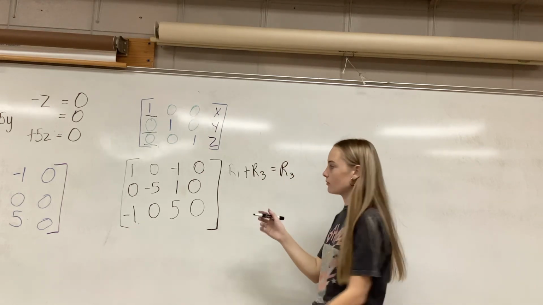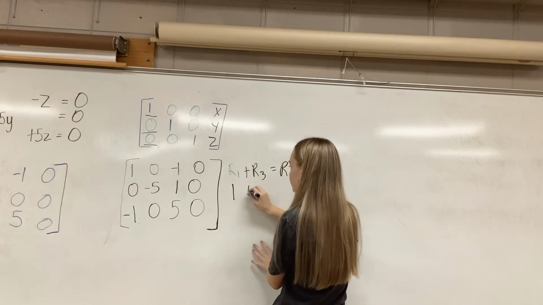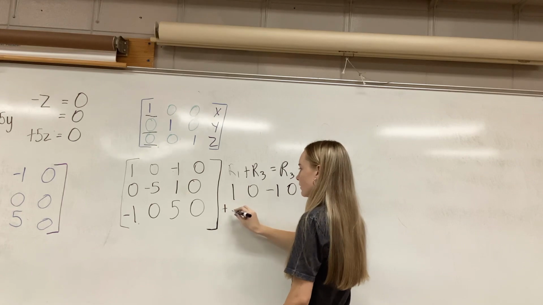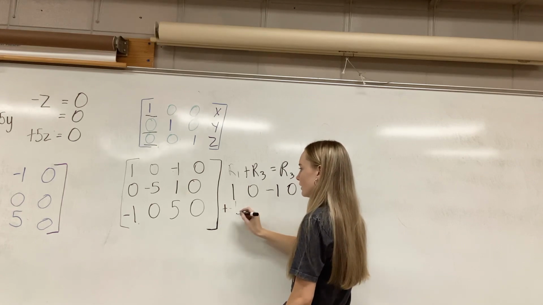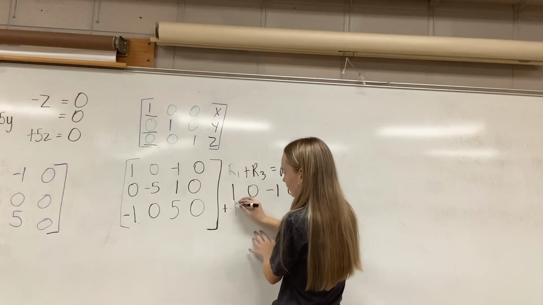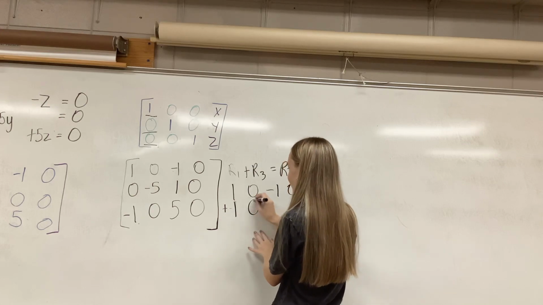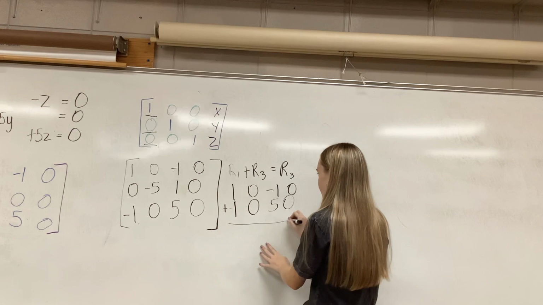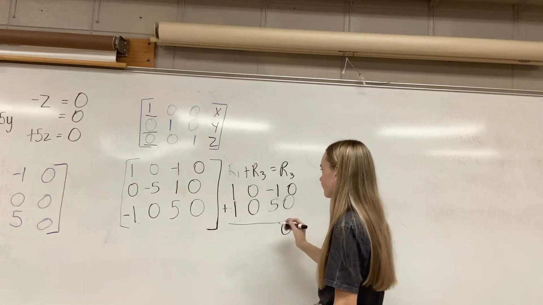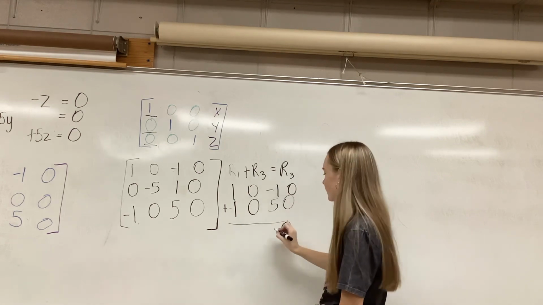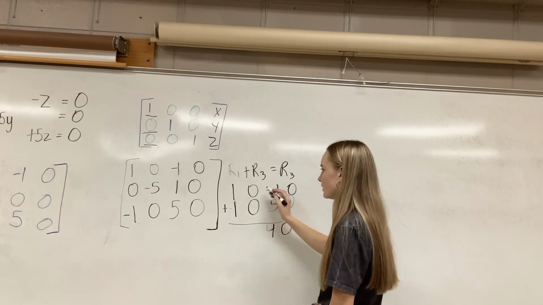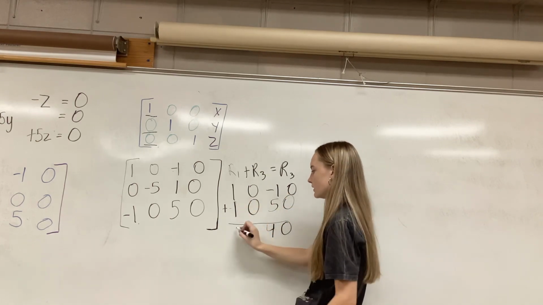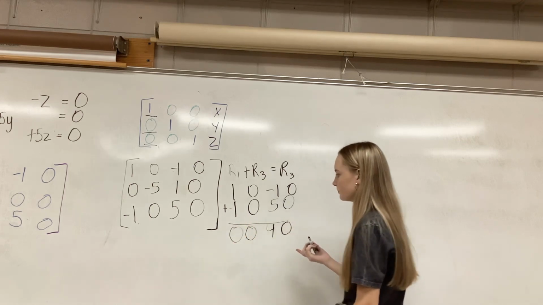So taking our row 1, it's going to be 1, 0, -1, and 0. We're going to add our row 3. So we're going to add -1, 0, 5, 0. 0 plus 0 is 0. 5 plus -1 is going to be 4. 0 plus 0 is 0 again. And then 1 plus -1 is going to be 0.